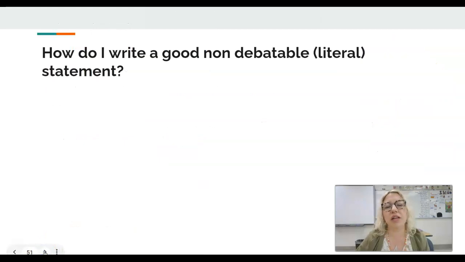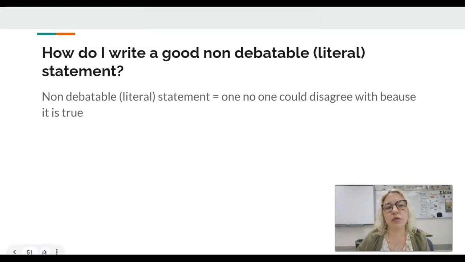How do I write a good non-debatable literal statement is the next question I want you to write down. This is our third item on our Cornell notes. And just a reminder that non-debatable literal statements are ones that no one could disagree with because they are true. That's the definition. Is it interesting? In other words, it's not too obvious.